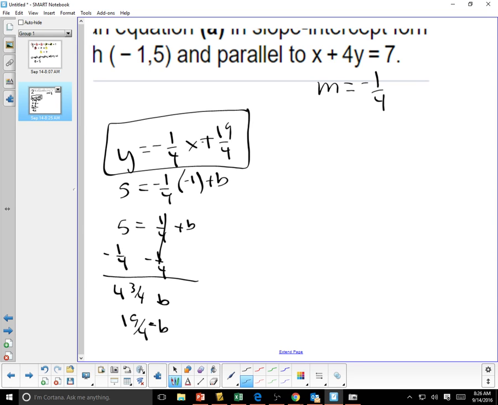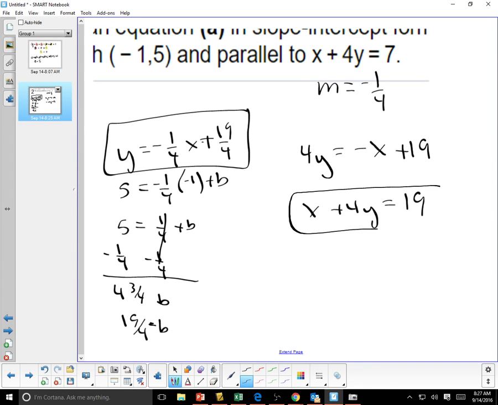And the second one says use standard form, right? So you can go from here, you can do it again, whichever you want to do. In this case, I would multiply everything by 4. That would become 4y equals negative x plus 19, right? And then just move this over, and nice thing, it's going to be positive, so it's just x plus 4y is 19. And there's your standard form. Questions on that?